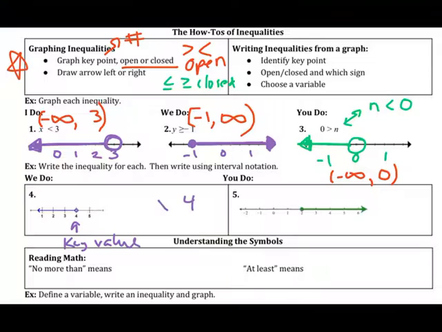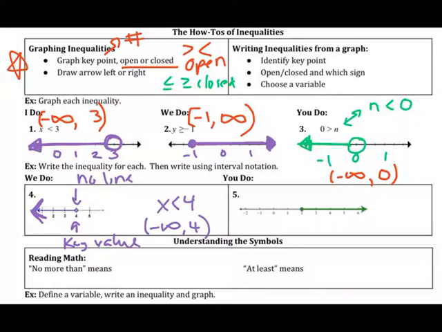I'm going to just choose X. I always like to choose X. The open circle means that when I write my inequality, there will not be a line underneath it. And right here, I can see it's less than. That is my inequality symbol. So right here, X is less than 4. If I was going to write in interval notation, that's going to be negative infinity up to 4, parentheses on both sides because it's not filled in.